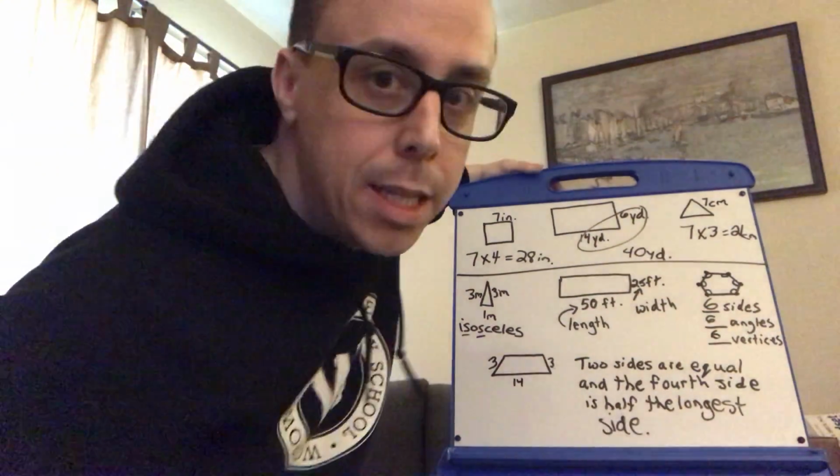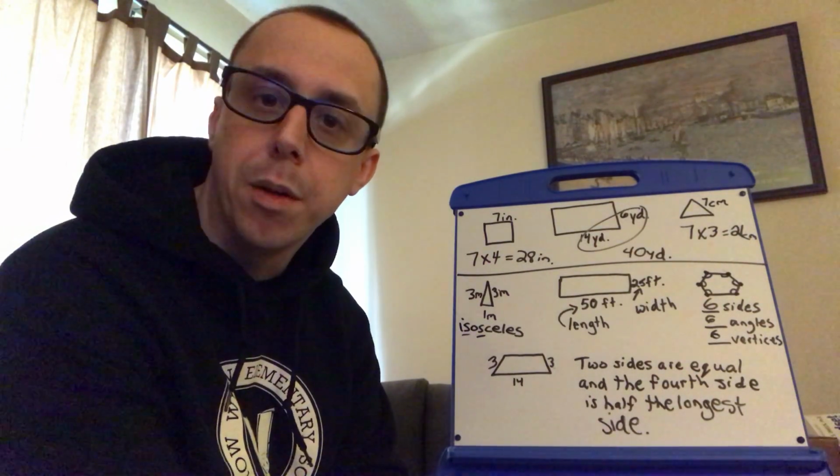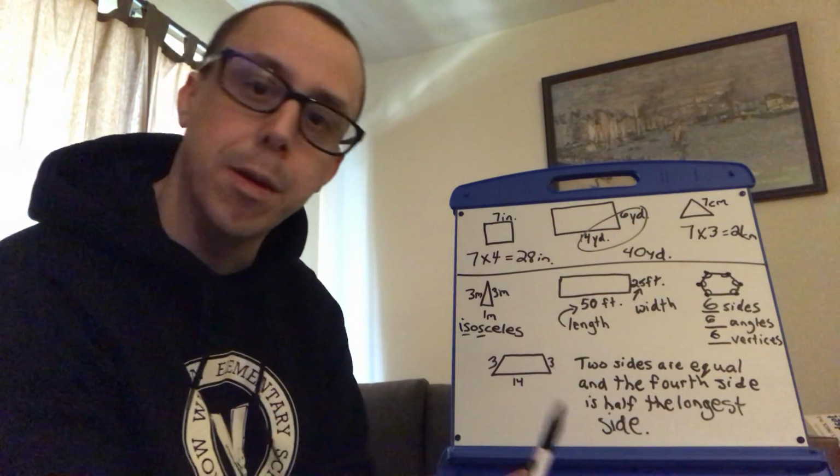So whenever you have a polygon, the number of sides is also the number of angles and also the number of vertices. They're always the same in polygons.